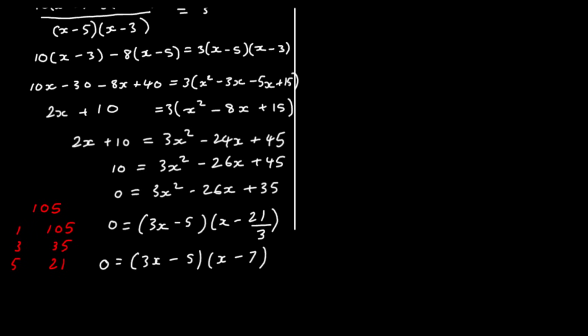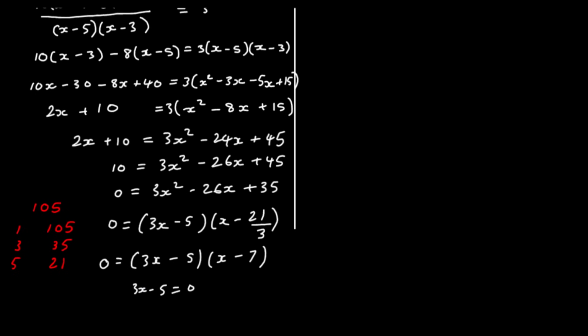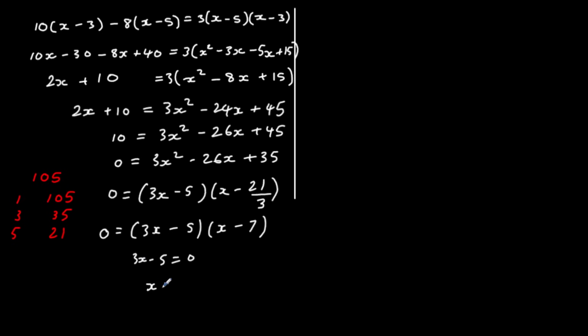Now we just need to solve it. So what can x be? What makes the first bracket 0? So if we had 3x minus 5 equals 0, plus 5 to both sides, and then divide by 3, x is 5 thirds. Or what makes the second bracket 0? That's 7. So x can be 5 thirds or 7.